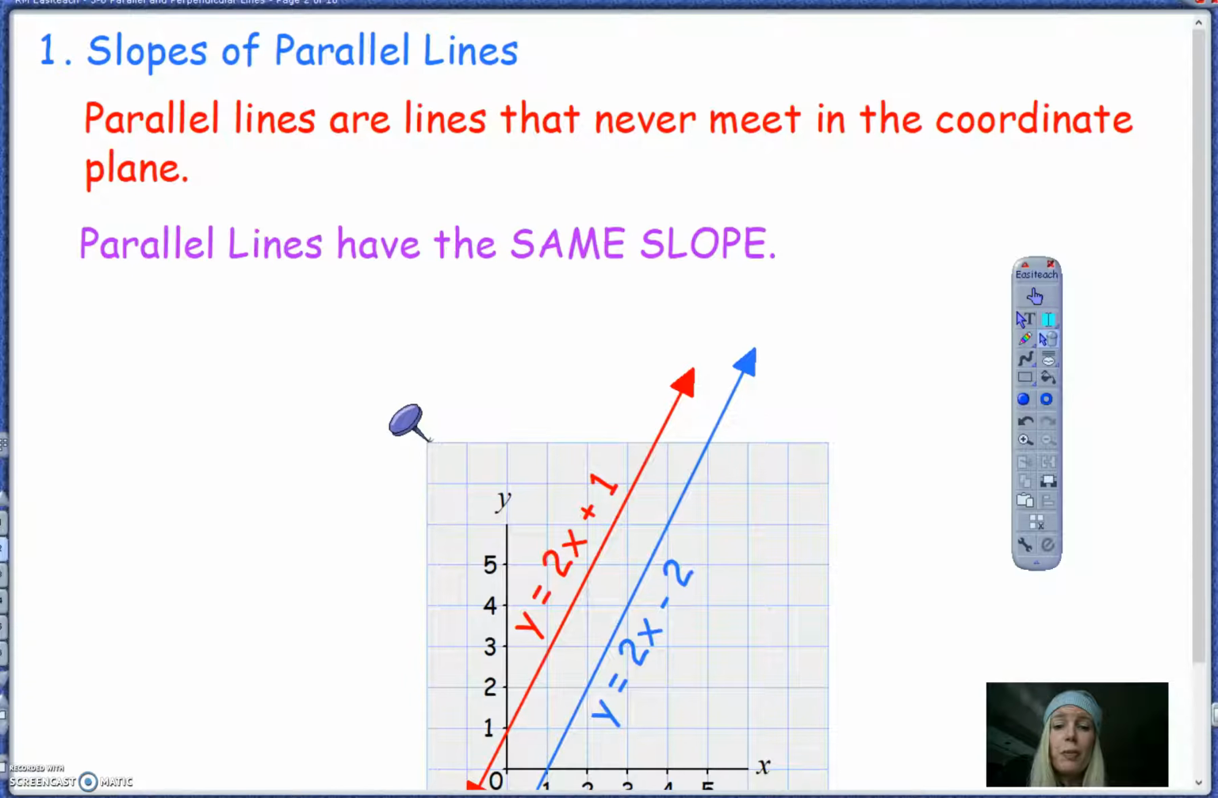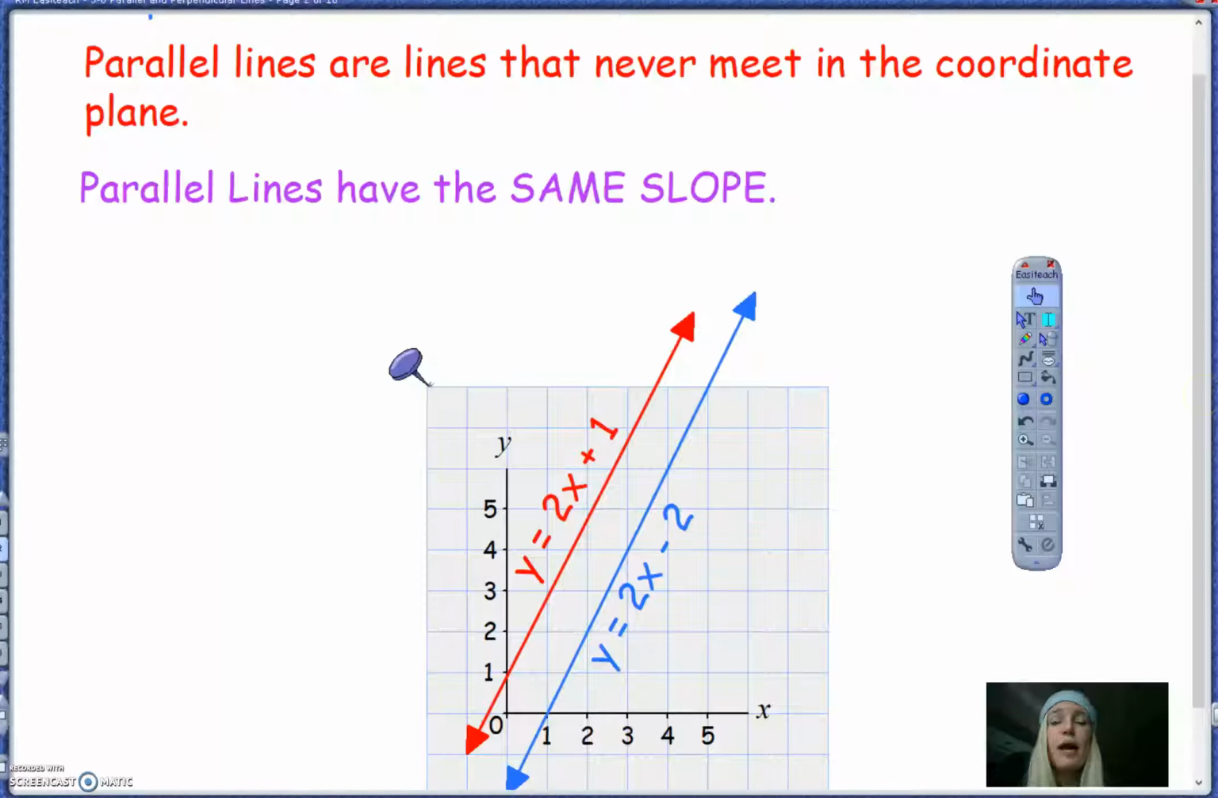So here I gave you a picture. We have y equals 2x plus 1 on the red line, and we have y equals 2x minus 2 on the blue line. And these two lines are parallel to each other. They both have a slope of 2.